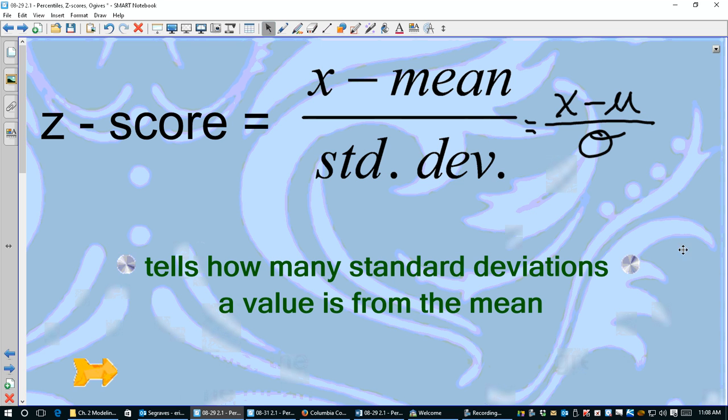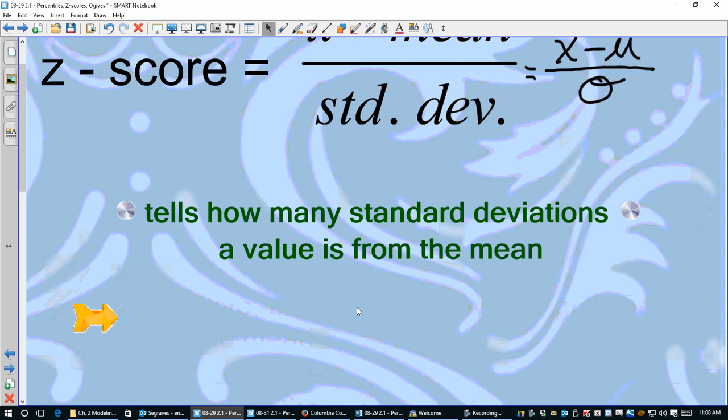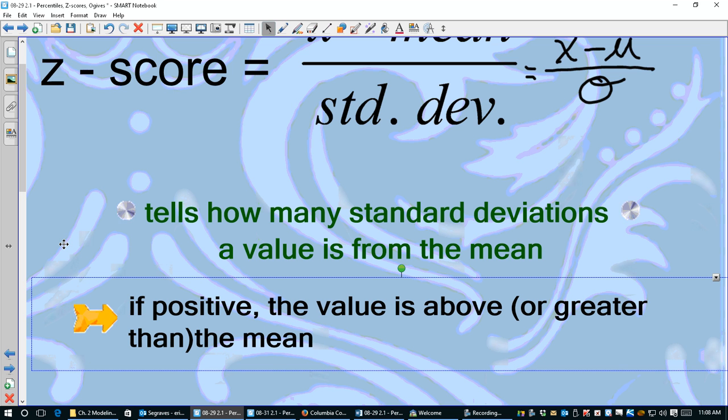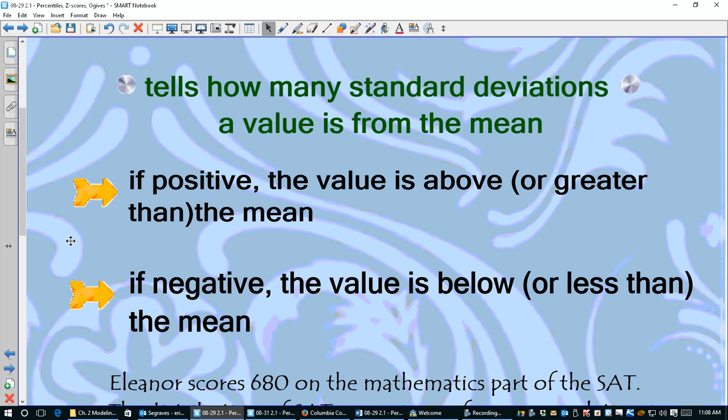It tells us how many standard deviations that x value is from the mean. It doesn't have to be an exact whole number of standard deviations. It can be a decimal. If it's positive, the value is above or greater than the mean, so it's to the right. If it's negative, then the value is below or less than the mean. The mean is the 50th percentile, so above would be higher than that, and below would be lower than that.